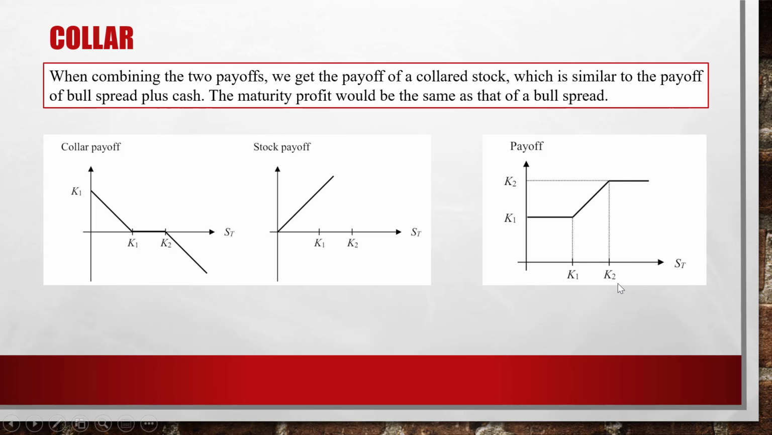And when the stock price is greater than K2, you see that the payoff is exactly K2. So it starts at K1, and if the stock price is less than K1, then the payoff is K1. If the stock price is between K1 and K2, then the payoff is exactly the stock price. And when the stock price is greater than K2, then the payoff is K2. So that's the main thing.